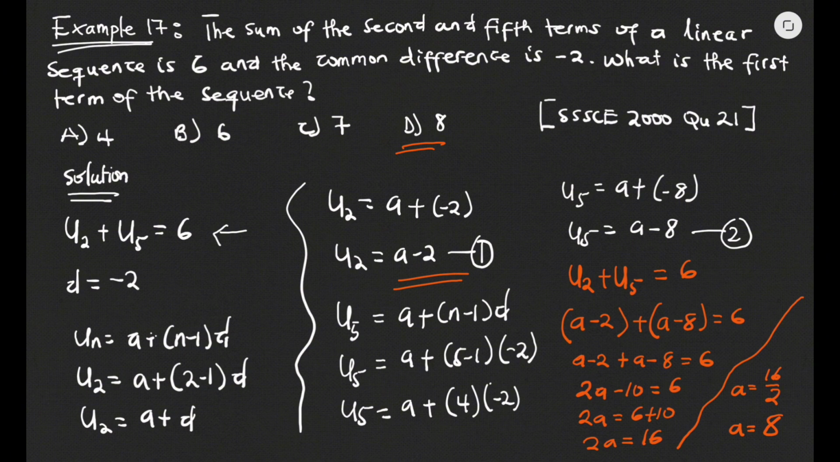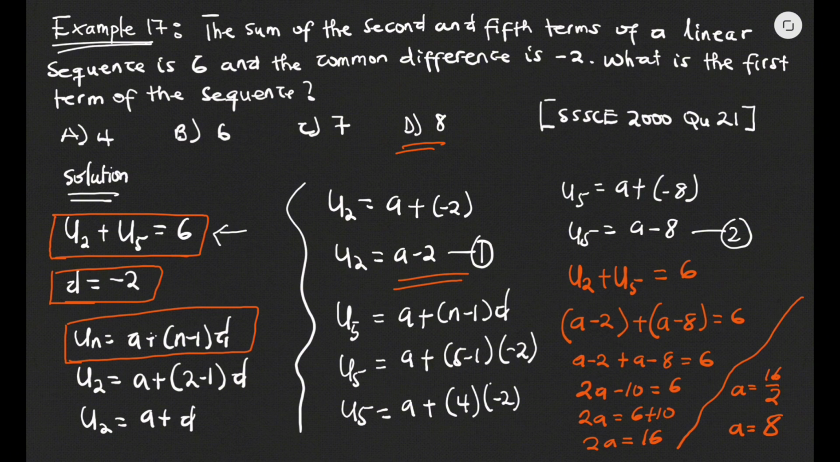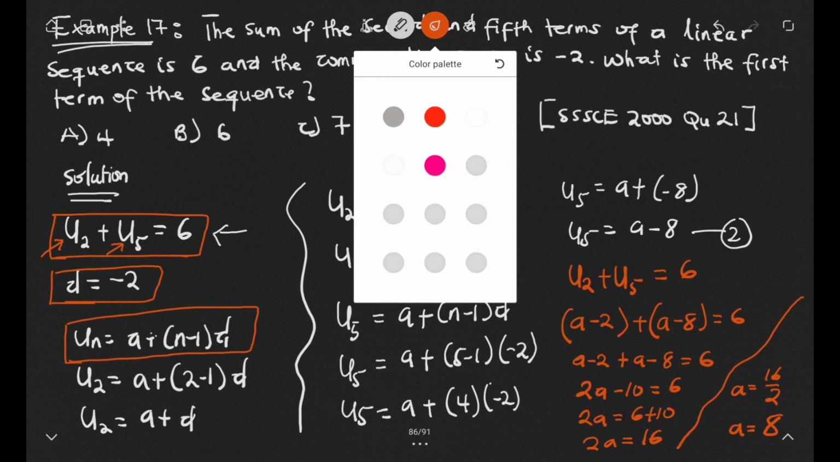So I hope we've been able to understand how we got this expression, or this statement, from the question. They said the sum of the second and the fifth term is equal to 6. So that is why we are using this. And they say linear sequence. That is why we are using the linear sequence formula. And the question says that the common difference is -2, and that is what we use. And we found u2, found u5, equated them to 6, and then we were able to get the value for our a, which in this case is positive 8.